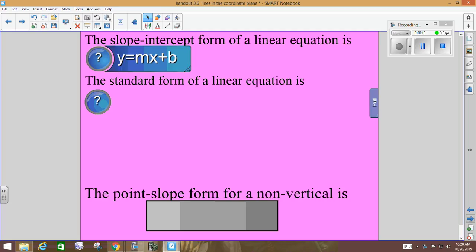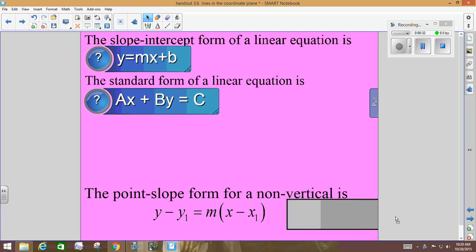You can write the equation of a line in standard form, which is ax plus by equals c. And the third way you can write the equation of a line is called point-slope form, and that is y minus y1 equals m times the quantity x minus x1. These are the three different ways you can write the equation of a line.